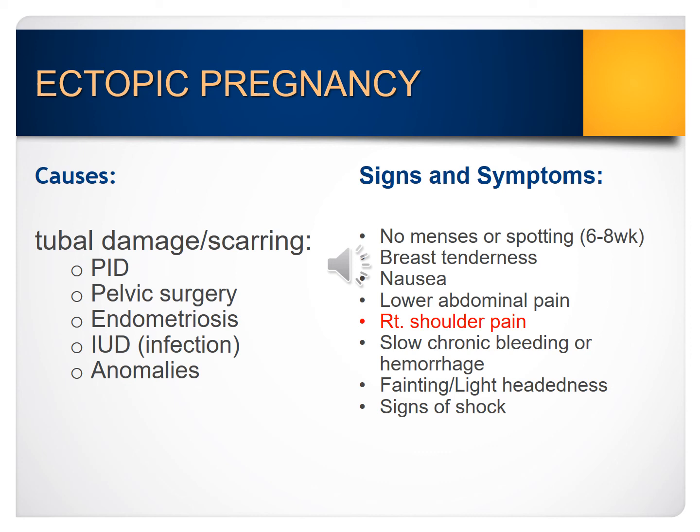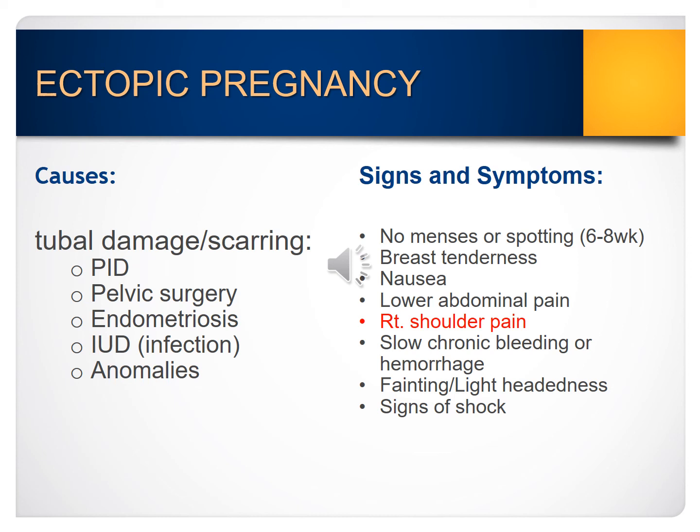So women who are at high risk for ectopic pregnancy include those who've had some type of tubal damage or scarring. So women who've had pelvic inflammatory disease, any surgeries, endometriosis, any structural anomalies to the tubes where they have narrow tubes, there's some blocking of tubes.